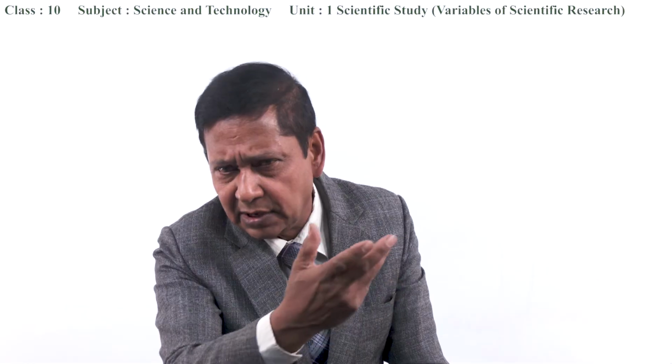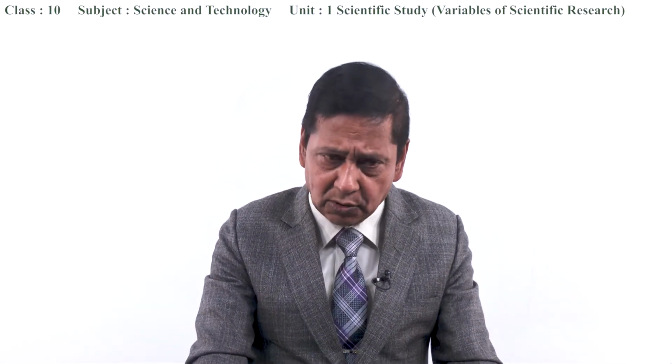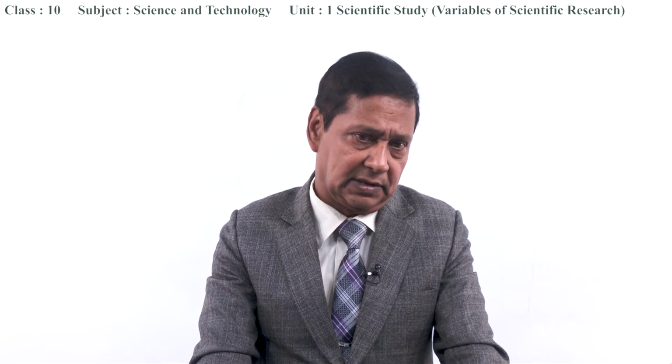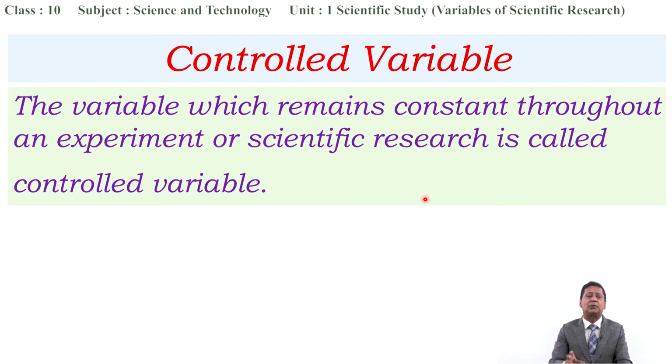We have taken other examples in previous experiments also. Now what about controlled variable? Look at this controlled variable. The variable which remains constant throughout an experiment or scientific research is called controlled variable.